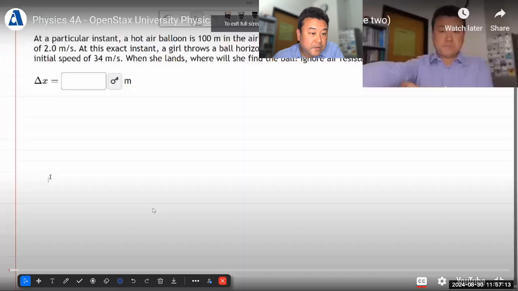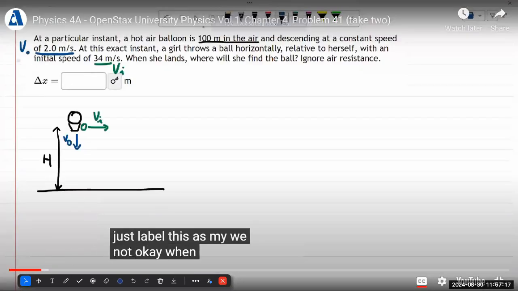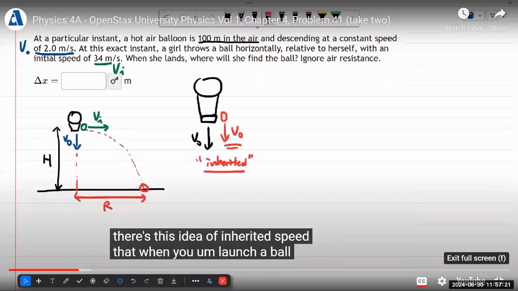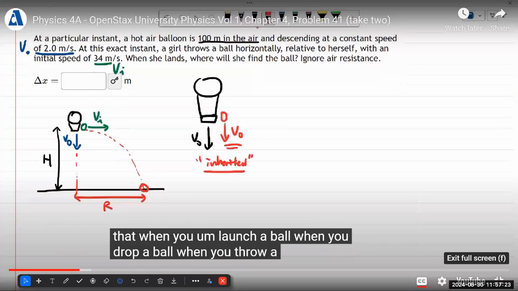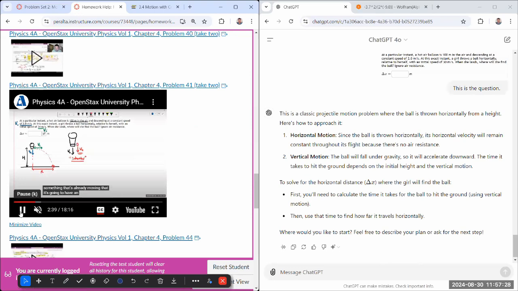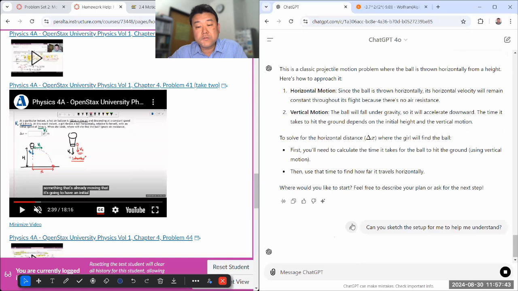So when I'm doing this question, yeah, the very first thing I start out with is drawing the pictures. And one thing to note: you can ask ChatGPT to draw the picture for you. Like if I were to ask, can you sketch the setup for me to help me understand? It won't give you a good picture.